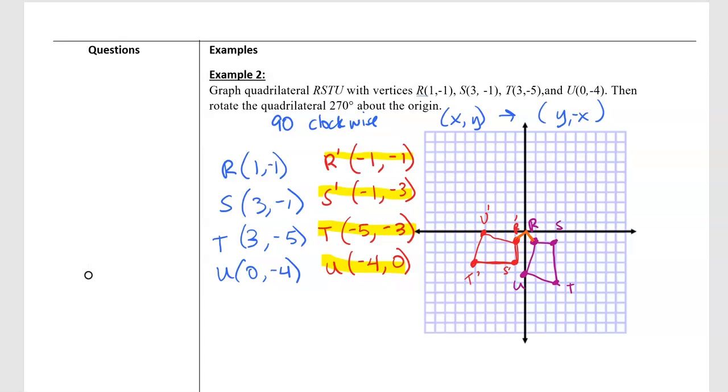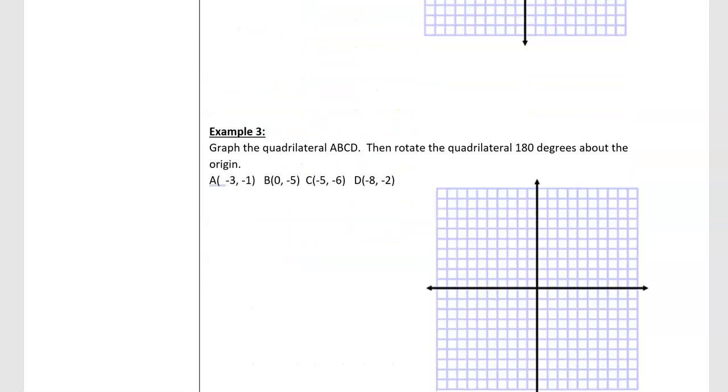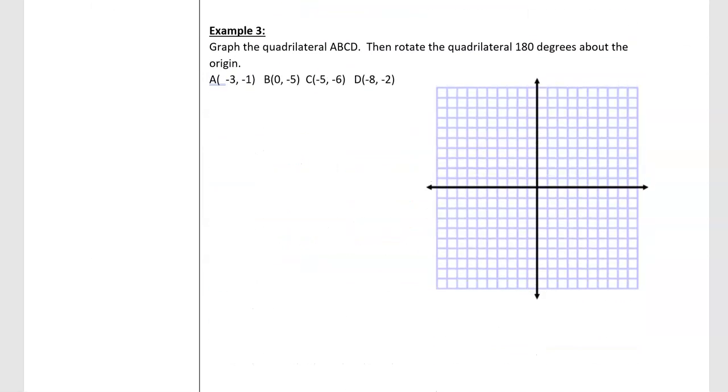Okay, let's move on to the next one. If you want to do this one on your own, you can. I'll just keep talking through it and you can come back in and check your answer. So I'm going to plot my first quadrilateral.